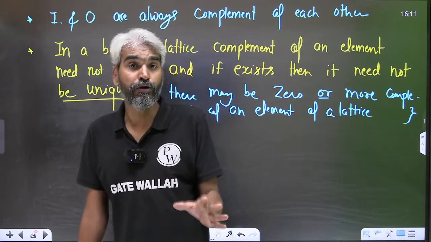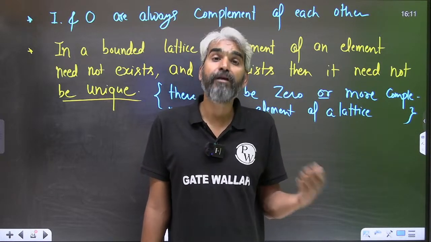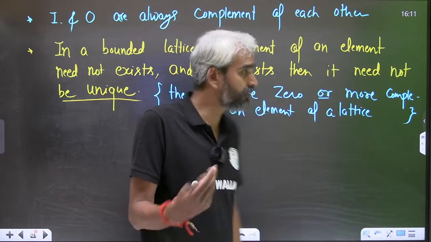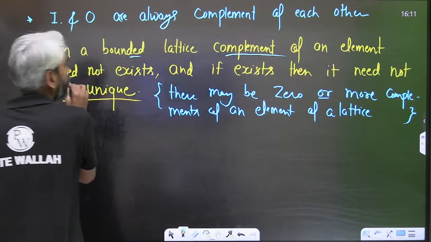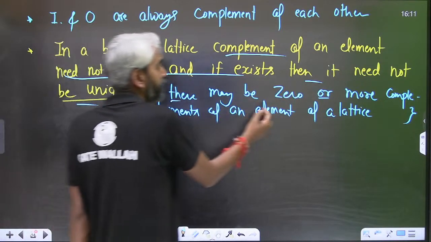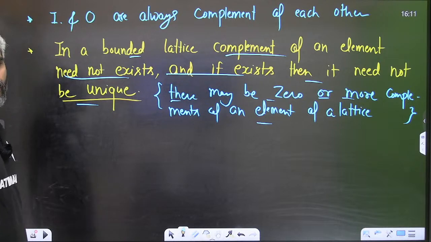That is, in a bounded lattice, the number of complements for an element may be 0, maybe 1, maybe 2, maybe anything up to the total number of elements minus 1. Anyway, don't go about that. So in a bounded lattice, the complement of an element need not exist, and if it exists, it need not be unique. There may be 0 or more complements for an element.